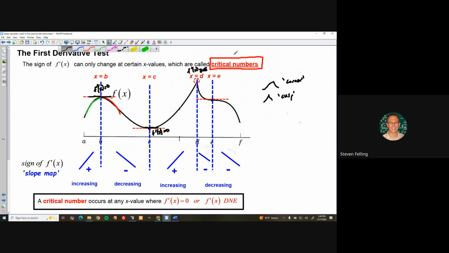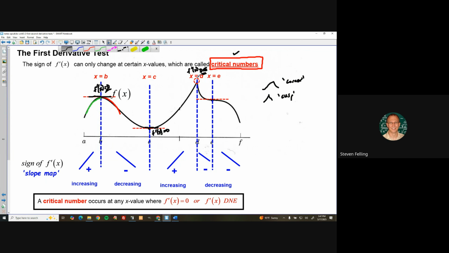So if you want to identify the critical numbers, the x coordinates where the derivative might be changing sign, or where the sign of the first derivative may change, then you just test for all the places where the first derivative is either 0 or does not exist.